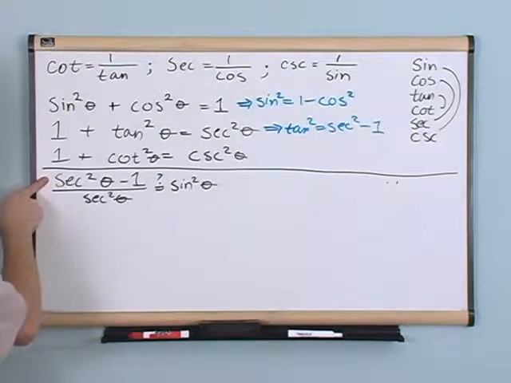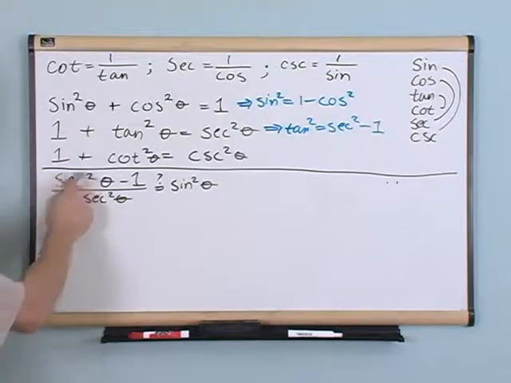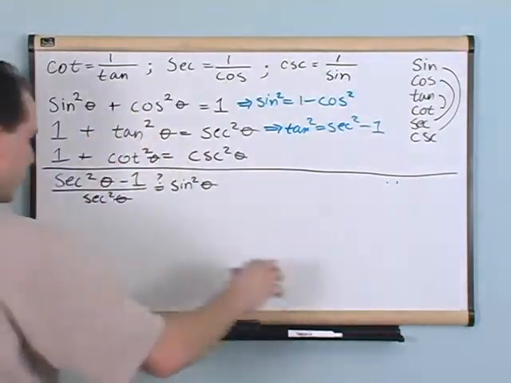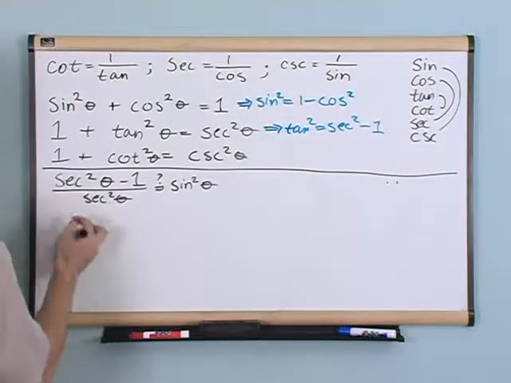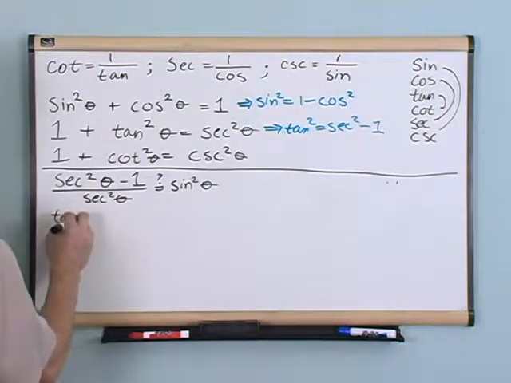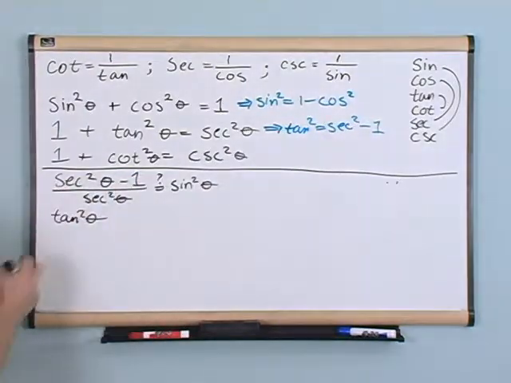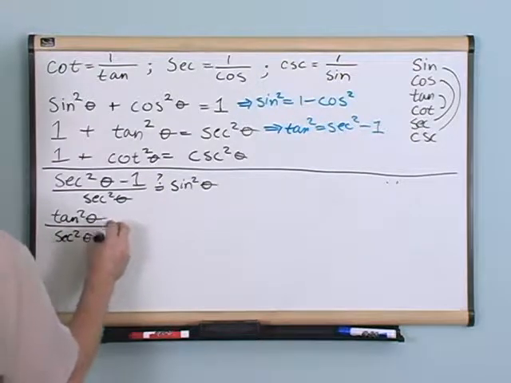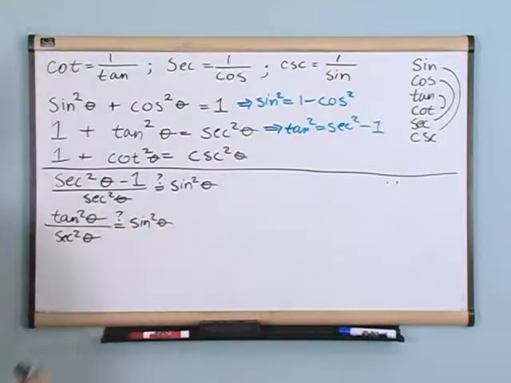Now here I have a secant squared minus 1. So basically in the problem, when you see something obvious like this, that they've given you something that looks like it's using an identity, use it. Most of the time it's going to be the right way to go. So in the top I can just put a tangent squared here, because in fact that's what we said secant squared minus 1 is equal to. On the bottom we have a secant squared, and on the right hand side of the equal sign we have a sine squared theta. Okay?